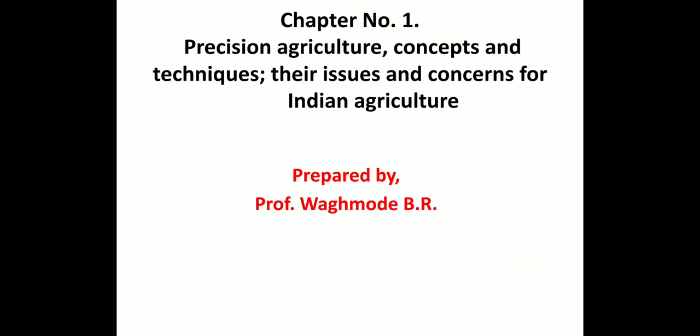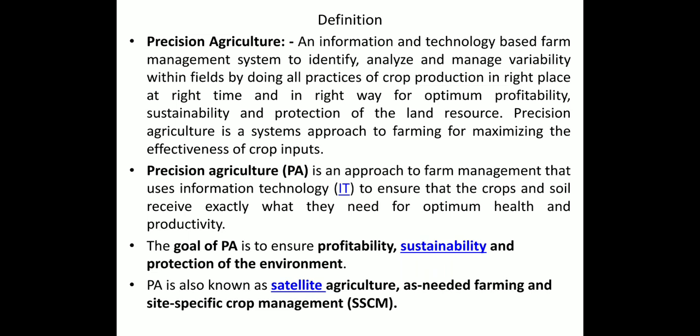Good afternoon. Today we will discuss the topic of precision agriculture concepts and techniques, their issues and concerns for Indian agriculture. You can see the definition of precision agriculture. Precision agriculture is an information and technology based farm management system to identify, analyze and manage variability within the fields by doing all the practices of crop production in the right place, right time, in the right way for optimum profitability, sustainability and the protection of the land resource.